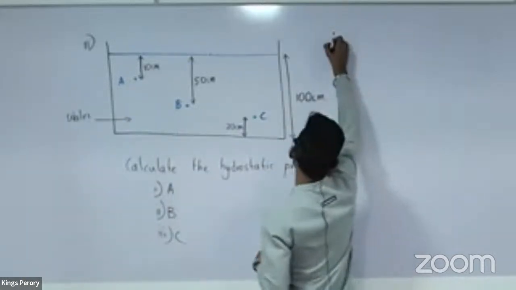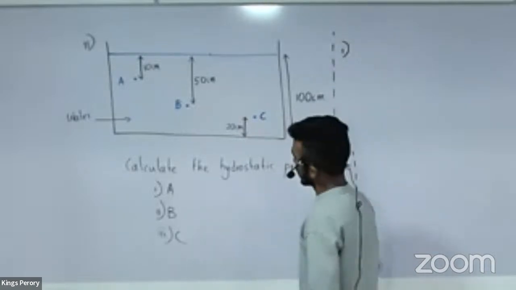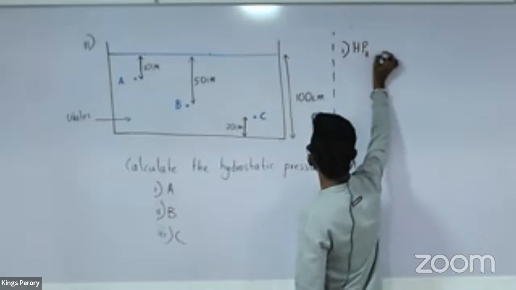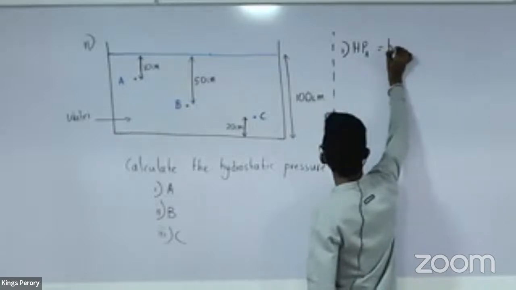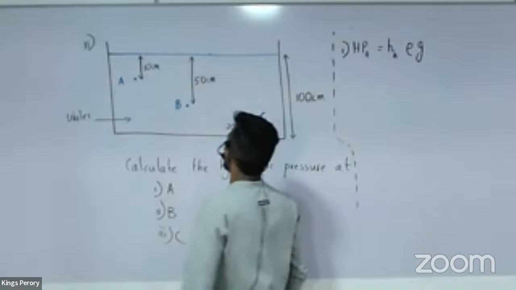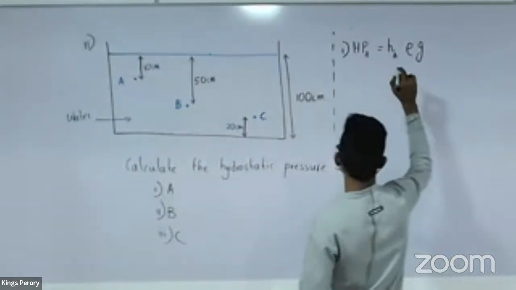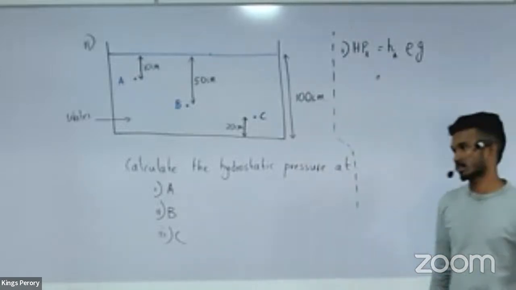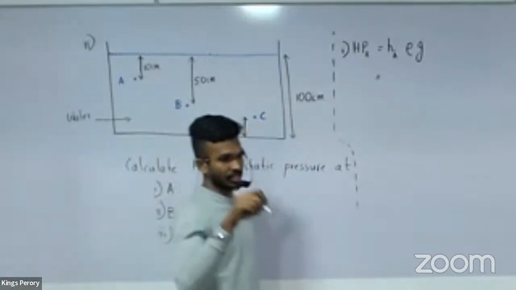Question 1. Hydrostatic pressure at A. Depth of A, density, g. What is the depth of A? 10 centimeters. In centimeters, you can't keep it. You need to convert to meters. Most of you might tell me, sir, 0.1 meters.